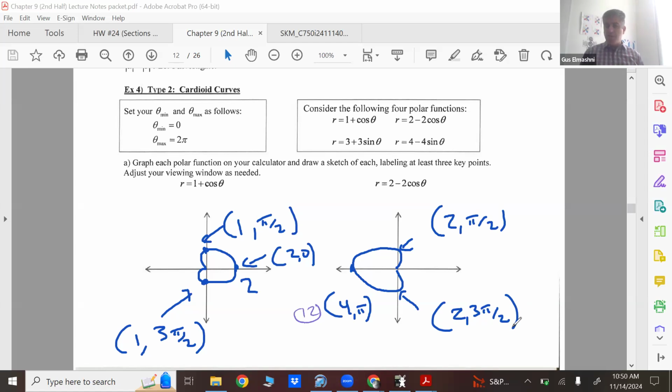Yeah, cosine of pi over 2 is 0. So R equals 2 plus 2 cosine theta is the same as R equals -2. Right, correct. So R being positive or negative doesn't matter. This, by the way, is 0 comma pi. R equals, no, sorry, 0 comma 0. My bad.